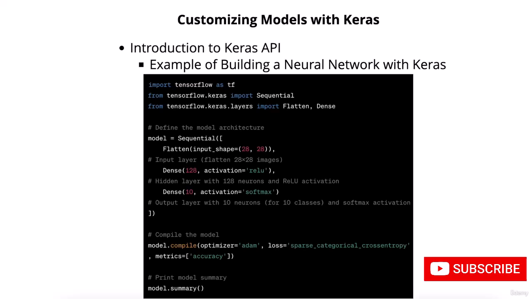Next, we compile the model by calling the compile function and pass the optimizer as Adam, loss as sparse_categorical_crossentropy, and metrics as accuracy. Then you print the model summary, and you'll see the model summary printed by calling model.summary.